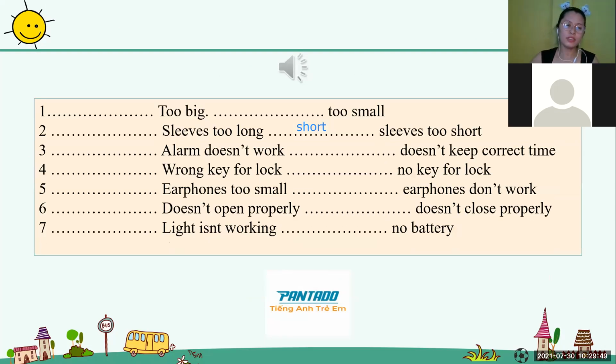Okay, so what is your answer in number 1? Is it too big or too small, the item? That's why the customer returned it. It didn't say anything too big or small. Okay, how about 2? Are the sleeves too long or too short? Okay, you answer there, too short. How about number 3? Is it that the alarm doesn't work or doesn't keep correct time?